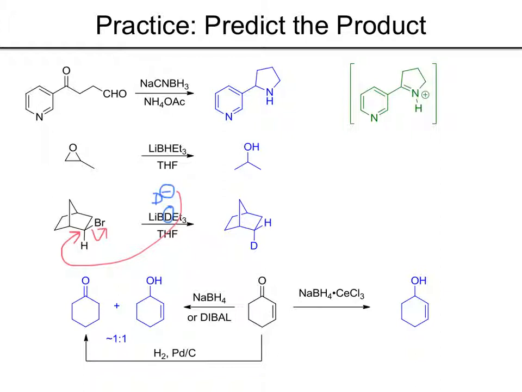In the final case, you've got a Luche reduction, which is going to do an exclusive 1,2 reduction. You can also use sodium borohydride and DIBAL. In each of those cases, you'll get about a 1-to-1 mixture of the allylic alcohol and the ketone. If you want to exclusively reduce just this alkene, the best way to do it is to use hydrogenation with hydrogen and palladium on carbon.